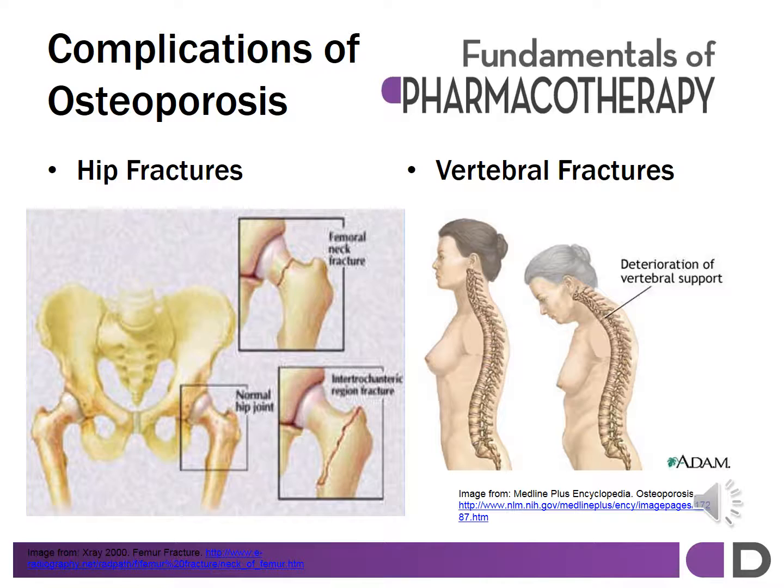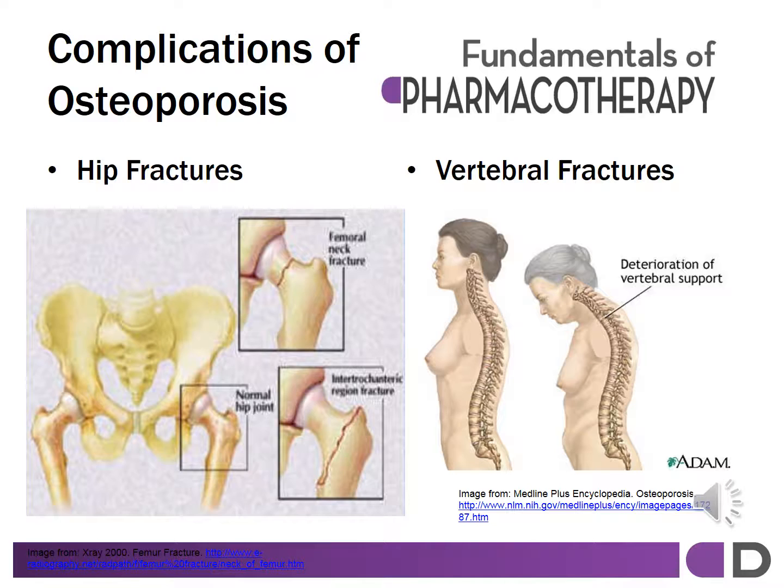As we said before, hip fractures are very bad, and 24% of patients will die within 1 year, and 20% never live independently again. Osteoporosis can also cause fractures of the spine, and those are called vertebral fractures. These can also be associated with morbidity and mortality.